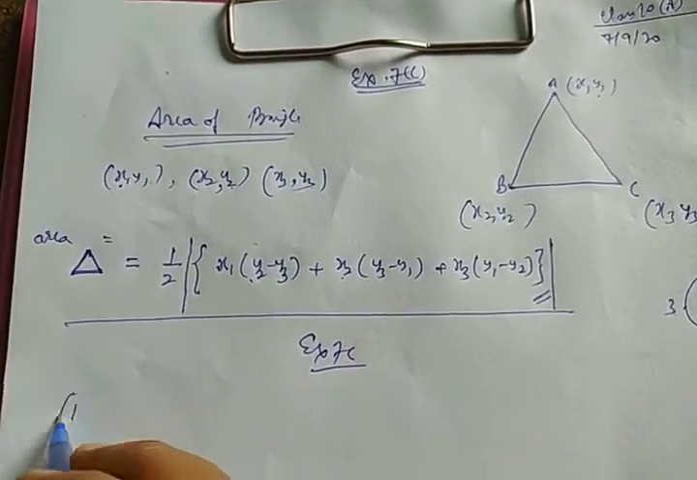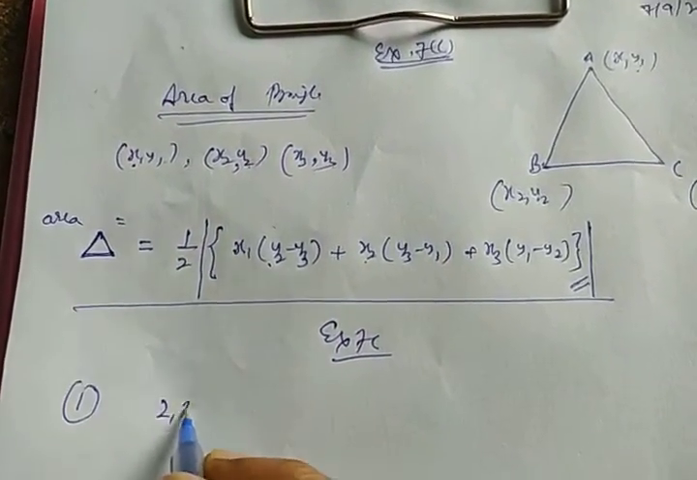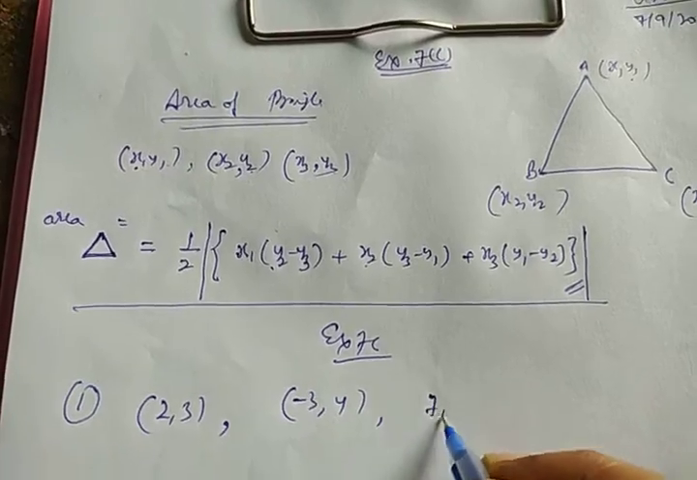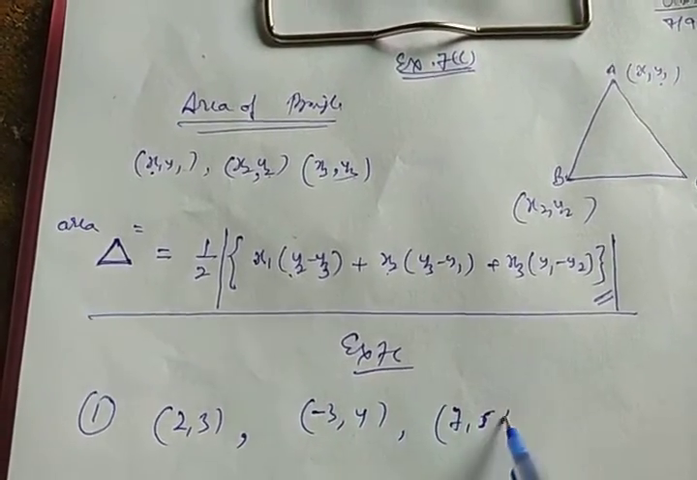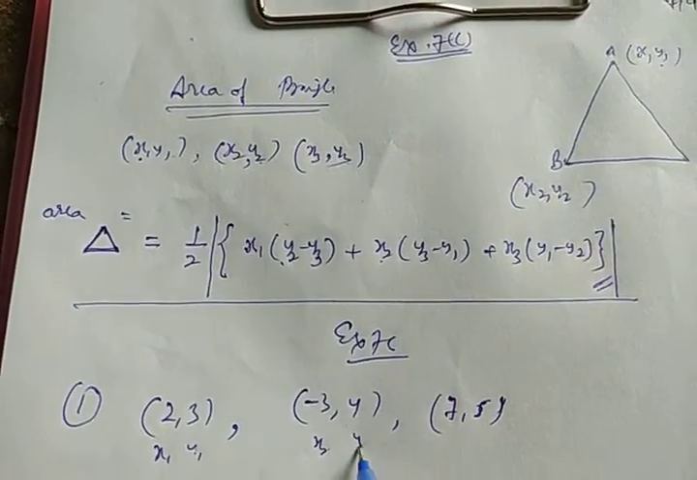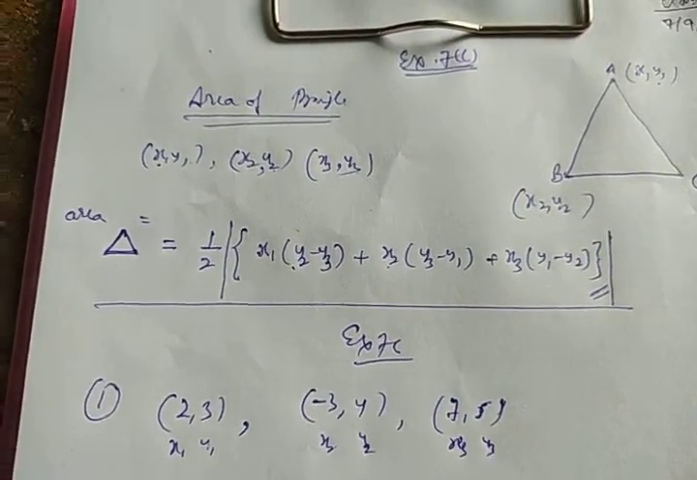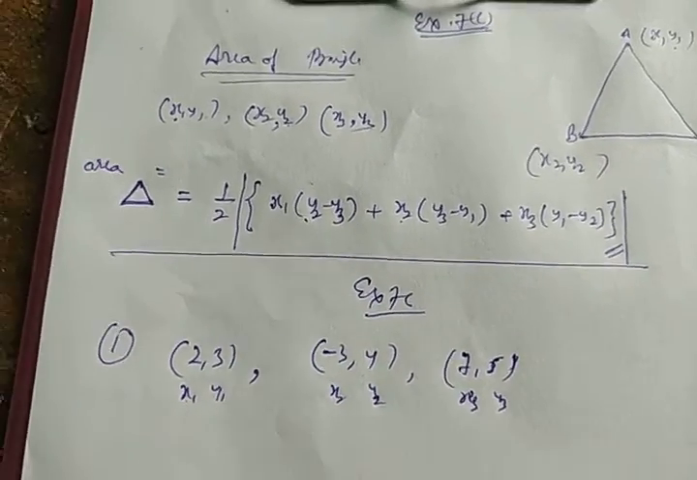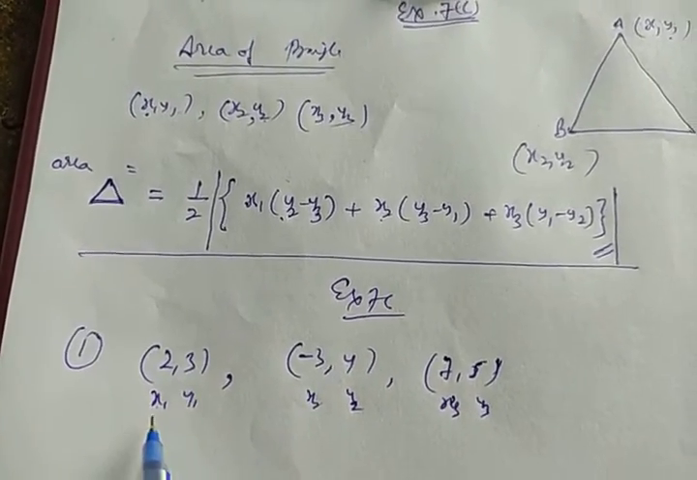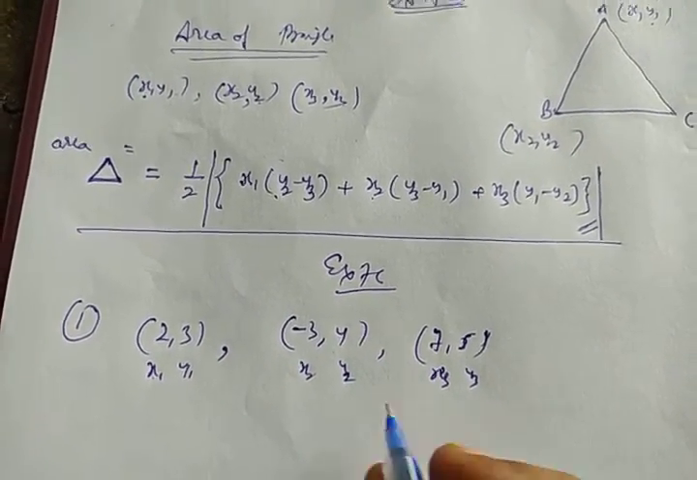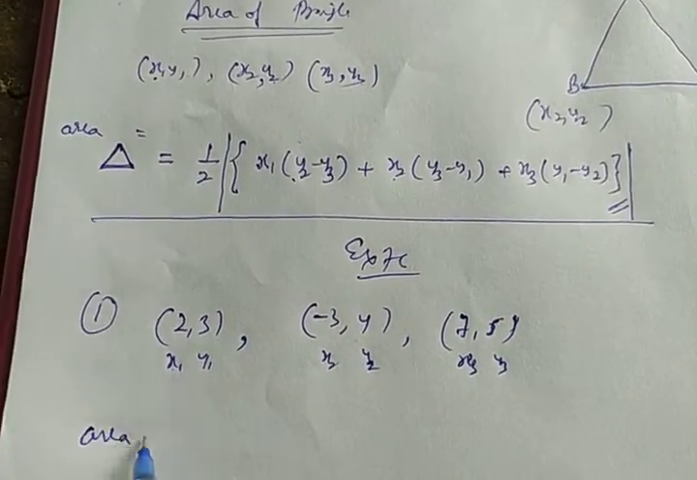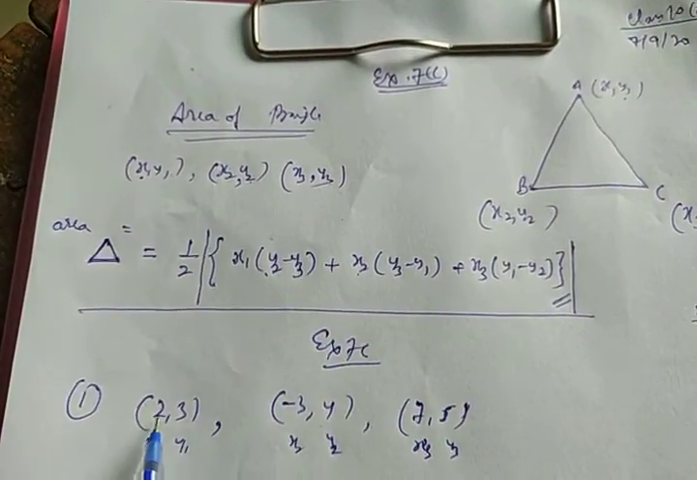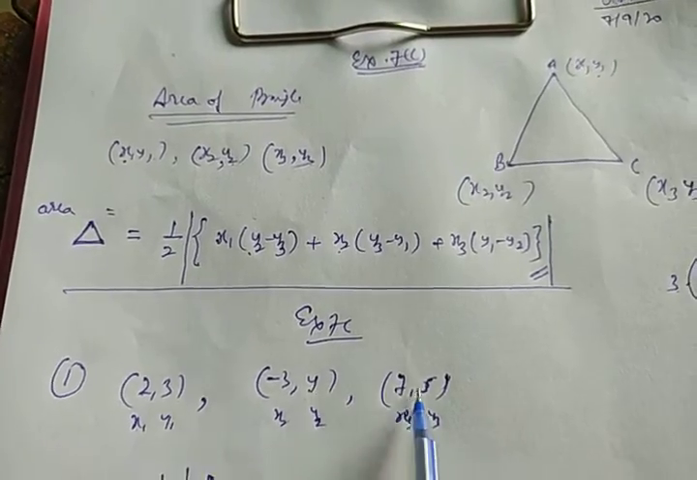Exercise 7C, I am taking question number 1. In this question, point 2 comma 3 has been given, minus 3 comma 4 has been given, and 7 comma 5. In order you can take them as x1 y1, x2 y2, x3 y3. For the sake of convenience I am writing these literals x1 y1 etc., or you can do it yourself, but when you write them you will get convenience. Now applying the formula, area is equal to 1 upon 2 modulus sign curly bracket. Follow the formula. X1 means 2 into 4 minus 5.